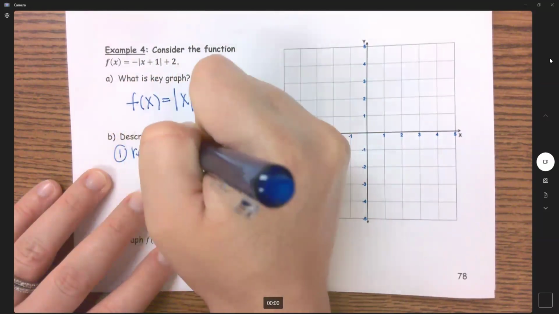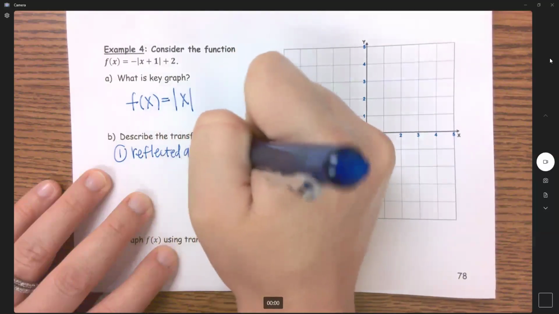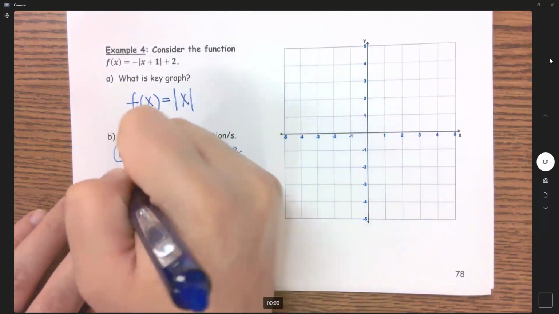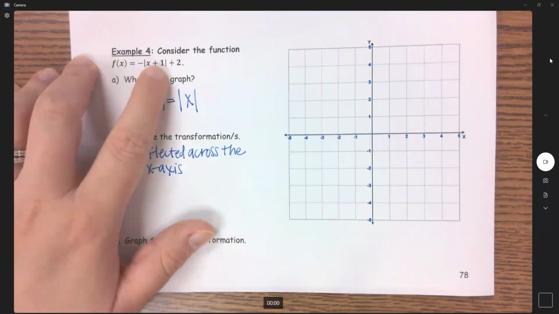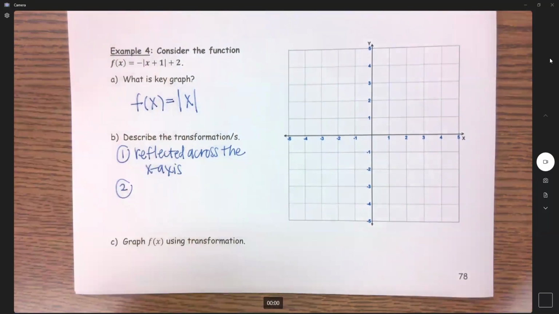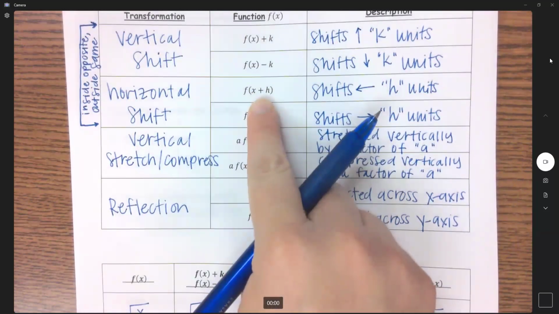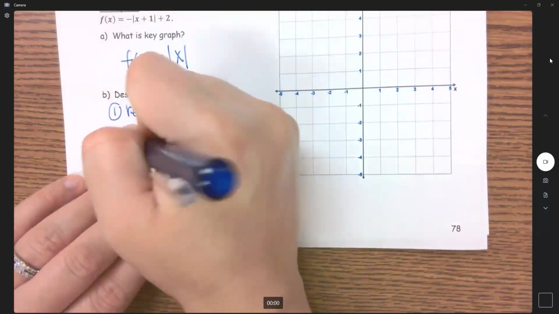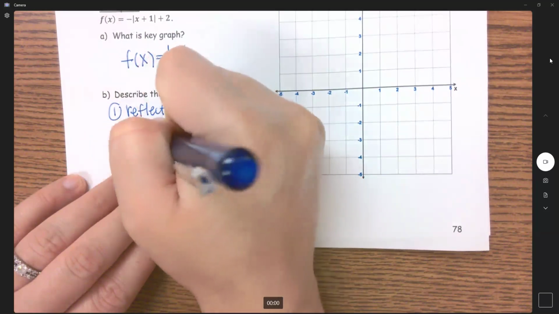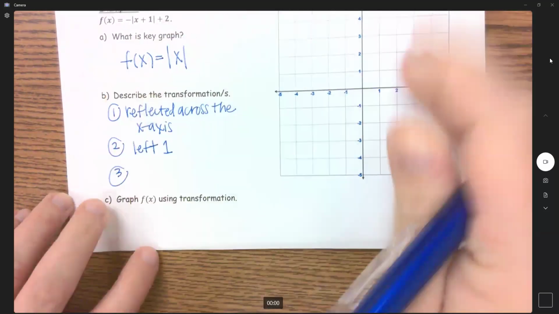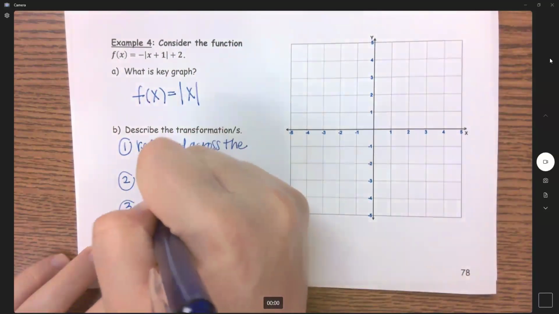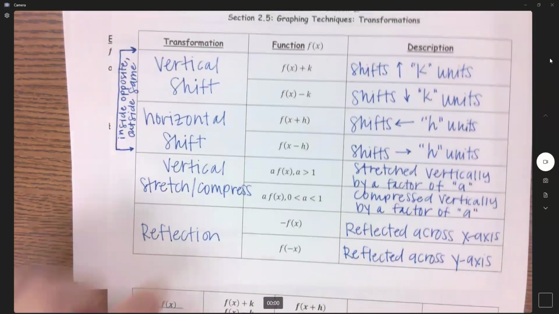Reflected across the x-axis. Number 2, what does that plus do right there? That plus 1, a plus on the inside of my function, means it goes to the left. So this has gone left 1, inside opposite, and then outside same. This plus would make it go up 2, which is plus on the outside, up 2.